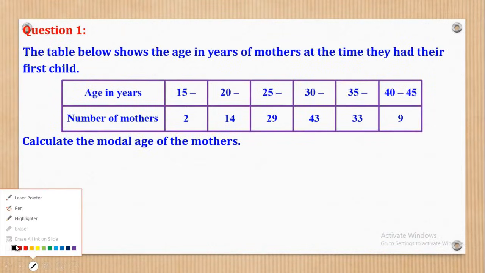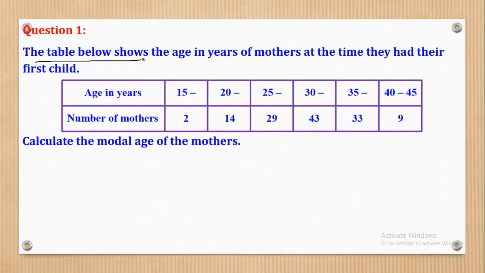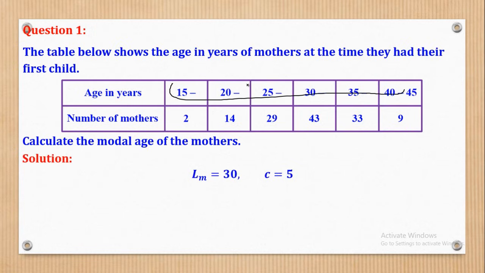So we shall start with question 1, which says the table below shows the age in years of mothers at the time they had their first child. These are the ages and these are the number of mothers. Then they said calculate the modal age of the mothers. So first of all, these ones are the class boundaries, because when it's an open class it means that the class limits are the same as class boundaries.